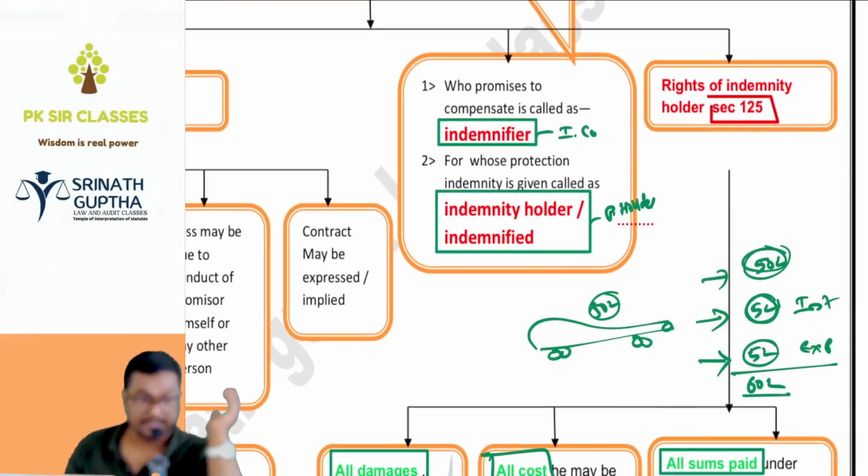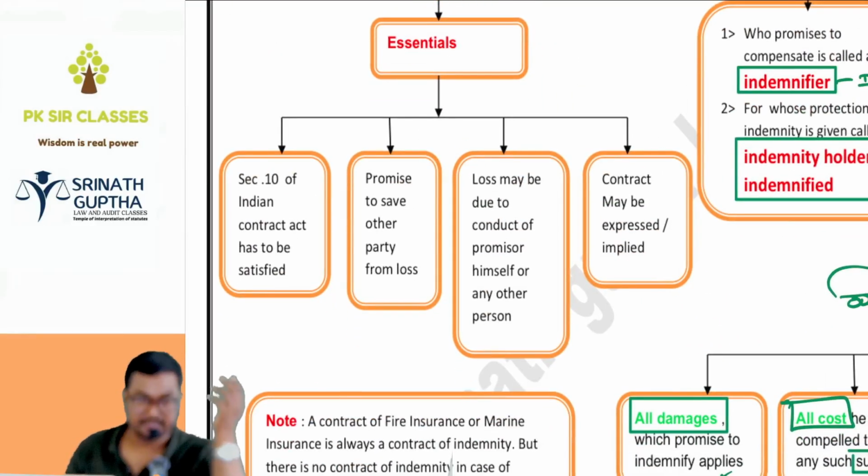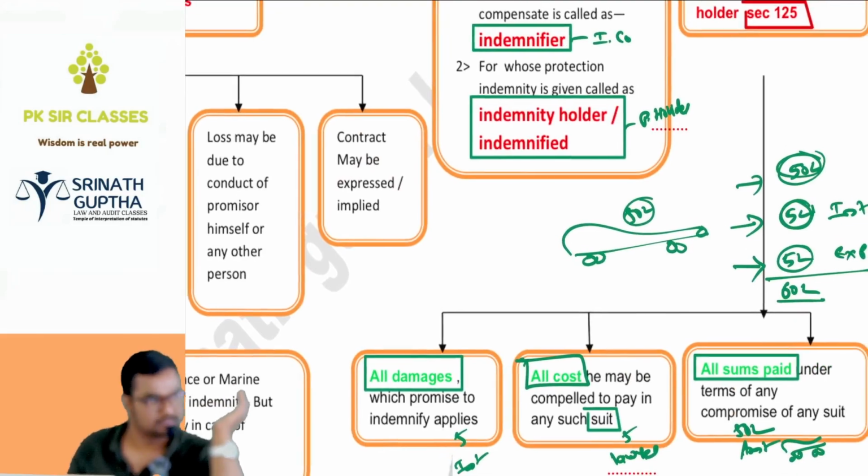Is it clear? Every contract of indemnity has to satisfy Section 10 of the Indian Contract Act. There must be a promise to save the other party from loss, and the loss may be due to the conduct of me or some other person also. It may be expressed, it may be implied also.